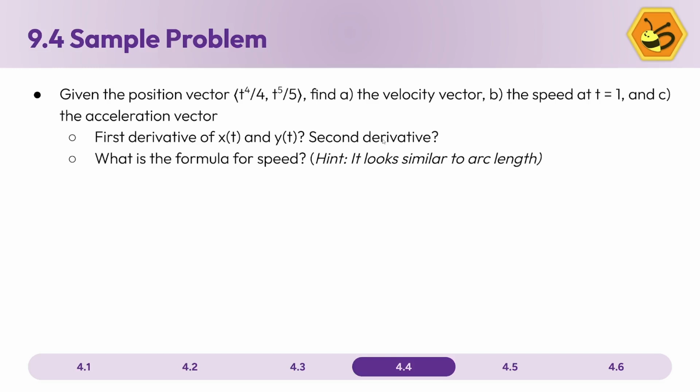And okay, so let's try to solve this problem. We have a position vector, t to the power 4 over 4, t to the power 5 over 5. So try to find the velocity vector, the speed at t equals 1, as well as the acceleration vector. And again, some hints. Remember, we're just taking the derivatives of our x and y separately. And then just remember, what is our formula for speed? Hint again, it looks similar to arc length, but it's not exactly the same.